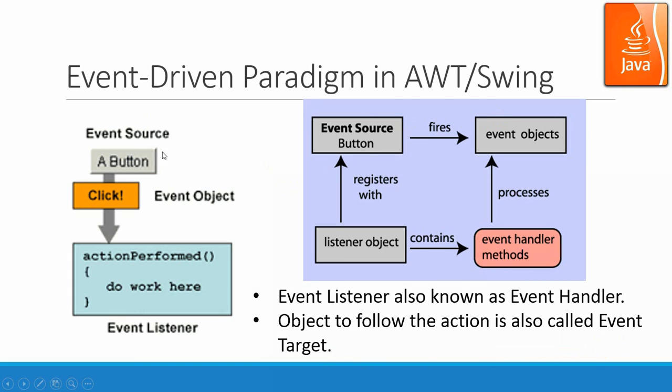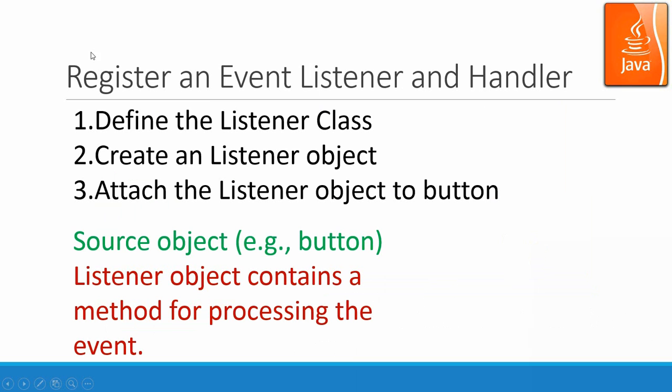So right here we have a few terms: event source, the button; event object, the click operation; event listener, the listener associated with the button to process the event; and the event handler, the method that processes it. To register an event listener and handler, first you need to define the listener class, and then you create a listener object and attach that listener object to the button. The listener object will be the one that contains the method to process the event.